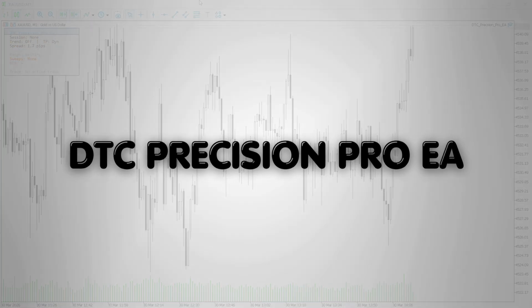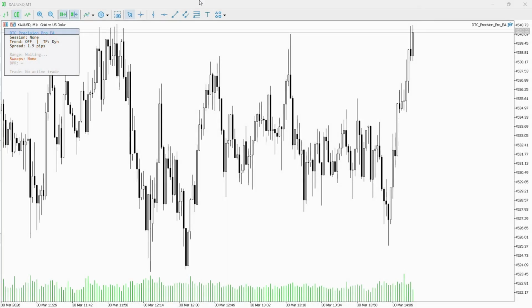That's the DTC Precision Pro EA. Everything you need is automated. The strategy logic, the risk management, the entry execution, all of it. Just set your parameters, attach it to the chart, and let it work.